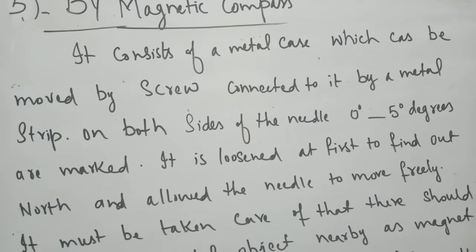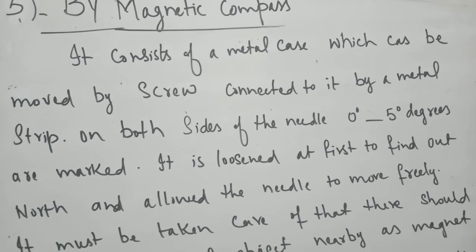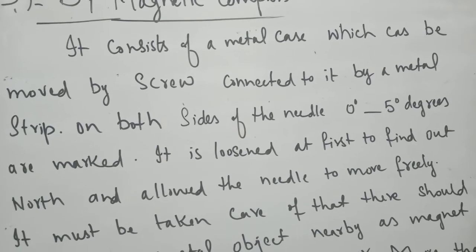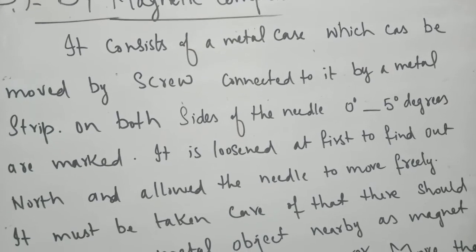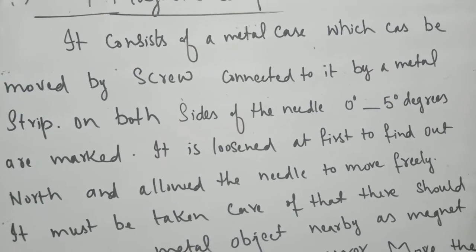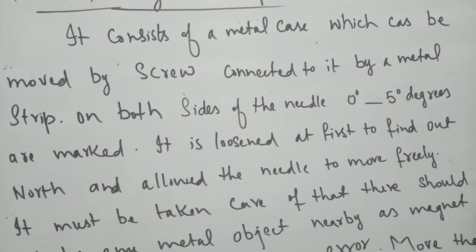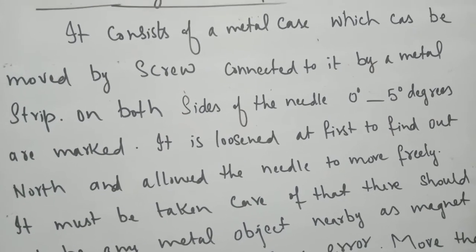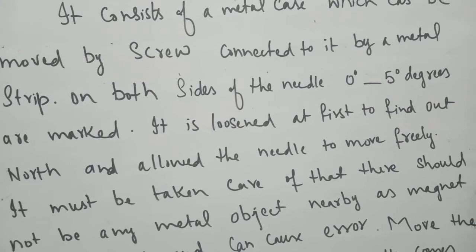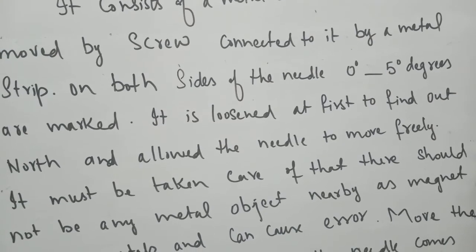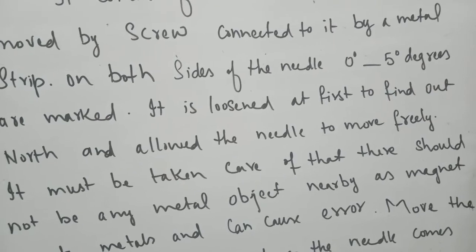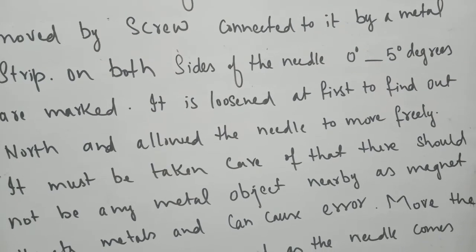The methodology to find the magnetic north by a magnetic compass is as follows. This magnetic compass is covered in a metal case with a glass slit, and that metal case can easily be moved by a screw. On both sides of the needle, the degrees are marked at intervals of 0 to 5 degrees. It is loosened at first when we start to use it to find the north. What we have to do is loosen it first and allow the needle to move freely.